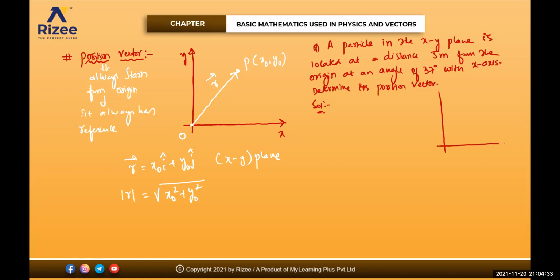Diagram is not given, I am drawing it. Now you can draw the diagram. A particle is in the xy plane, somewhere here. This is a particle. This is your x and y plane. At a distance of 5 meter from origin, that means from here to here, this r is equal to 5 meter. Make an angle of 37 degrees with x-axis. That means this angle is 37 degrees. So this is x, this is y.